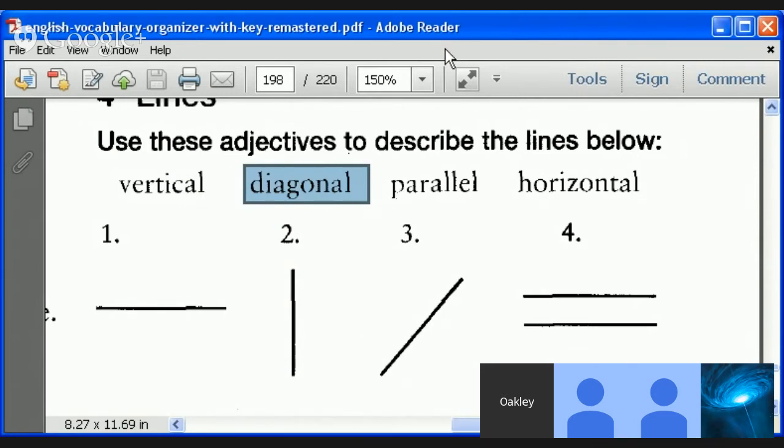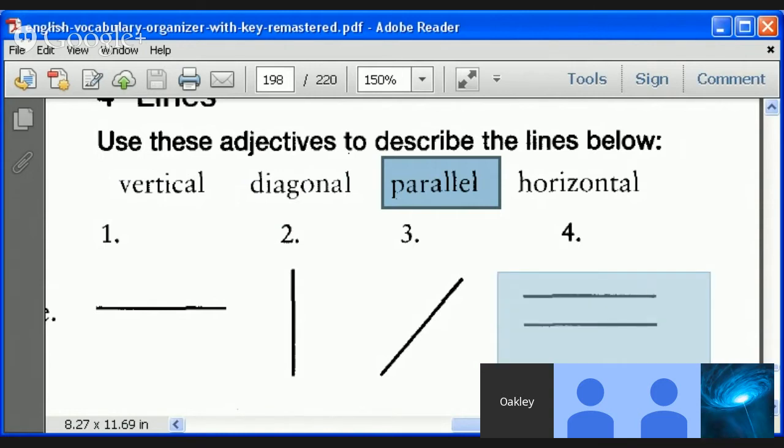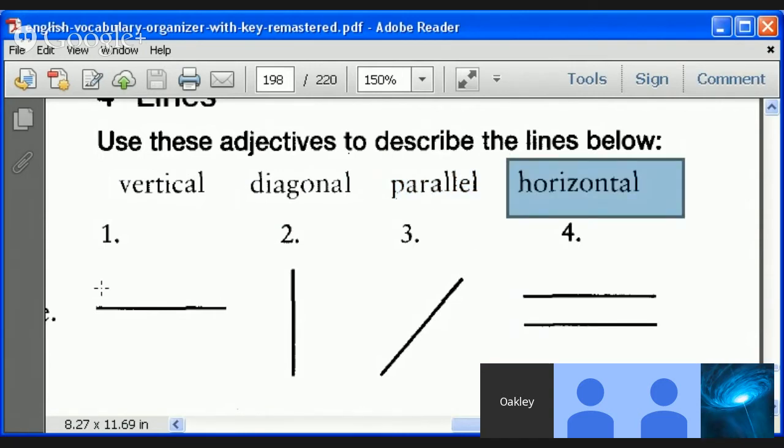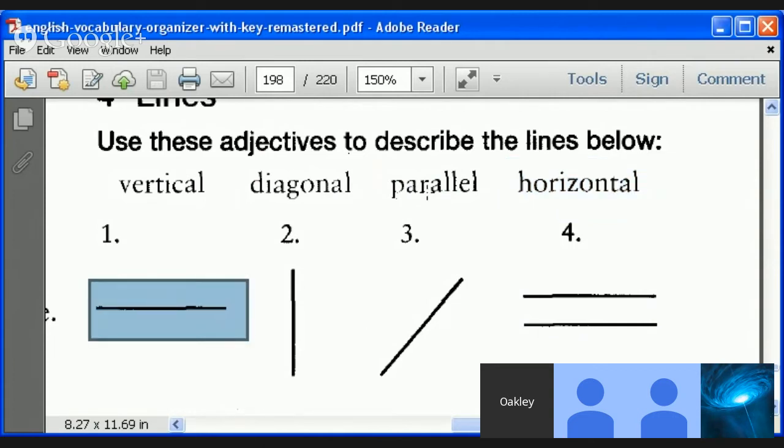Perfect. Claudio, which one are parallel lines? Parallel. Number 4. Of course, because I said lines, plural. Duh. I gave it away. But in Portuguese, it's the same word as well. Is it? Really? It's the same word. I didn't know that. And horizontal, of course, is 1.